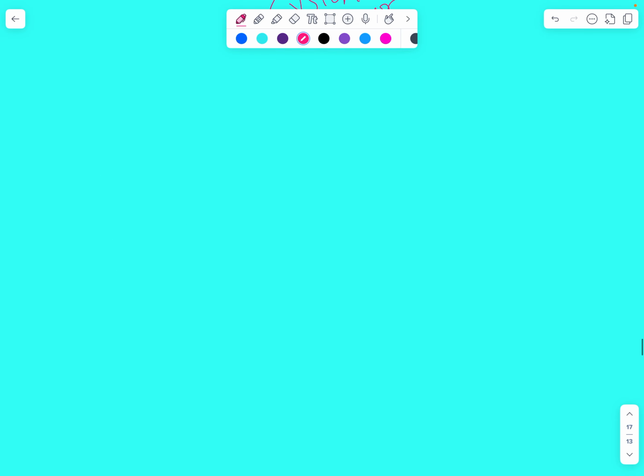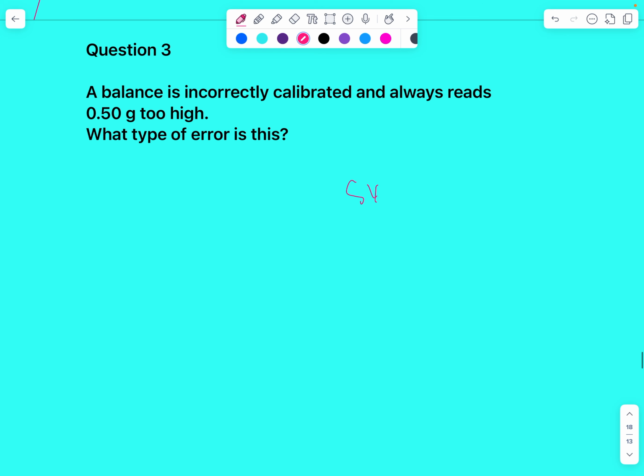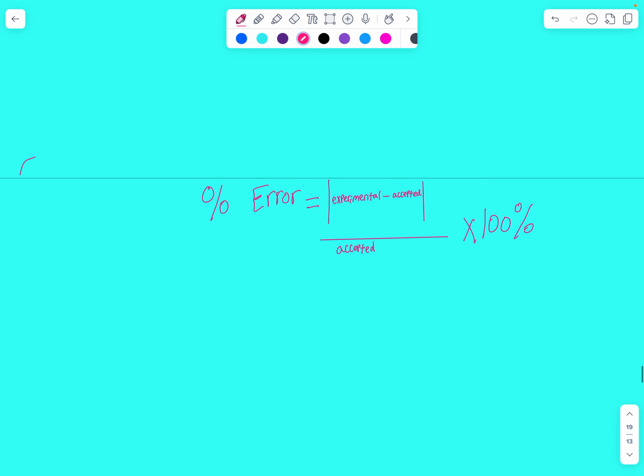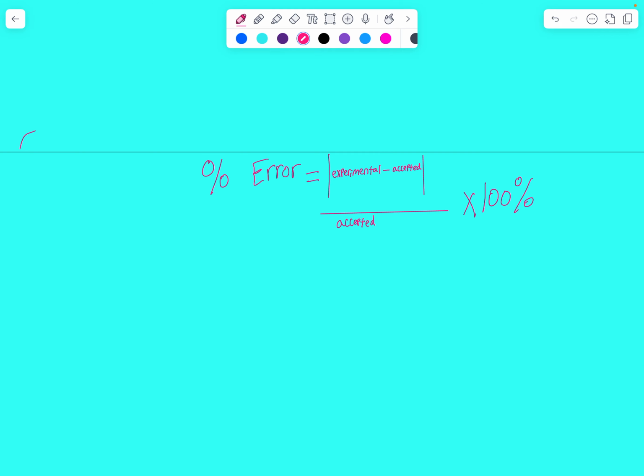Look at that, I wrote it twice. You know it now, systematic error. Because again, every measurement got shifted the same way, right? So let's take a look at this formula. The percent error is the absolute value of experimental minus accepted, divided by accepted, times 100. Percent error tells you how far off your result is compared to the accepted value.